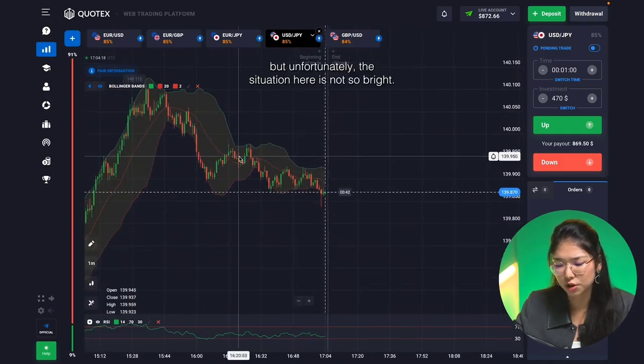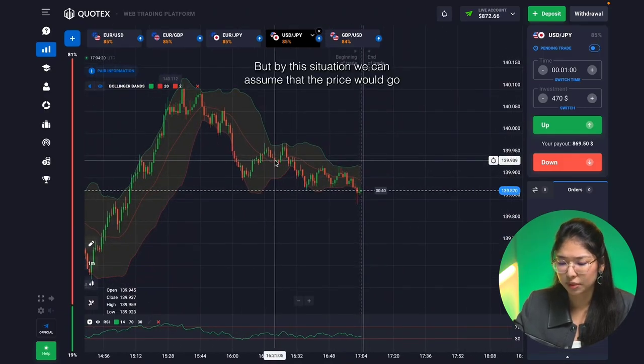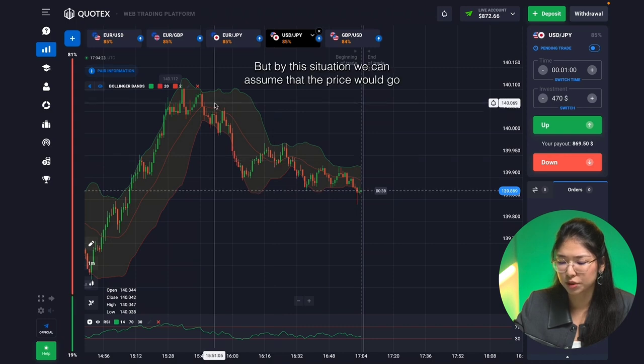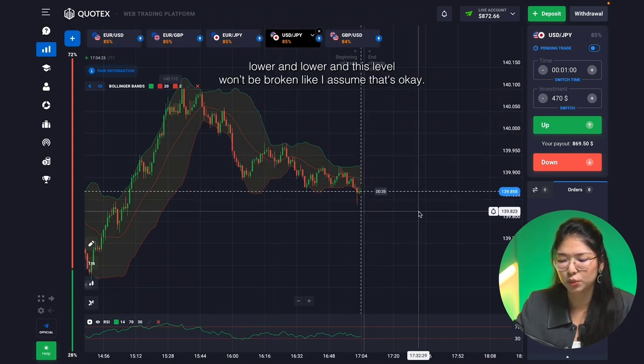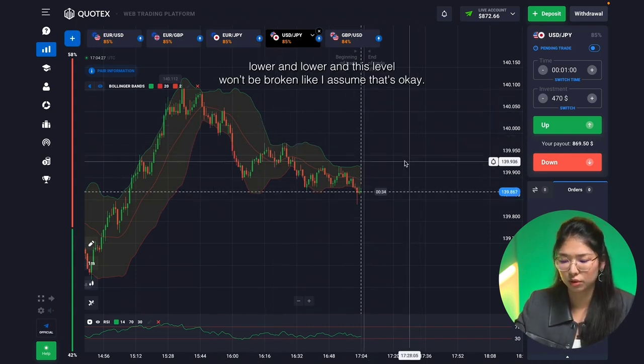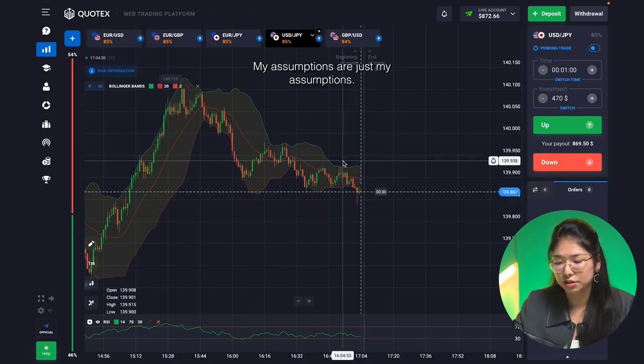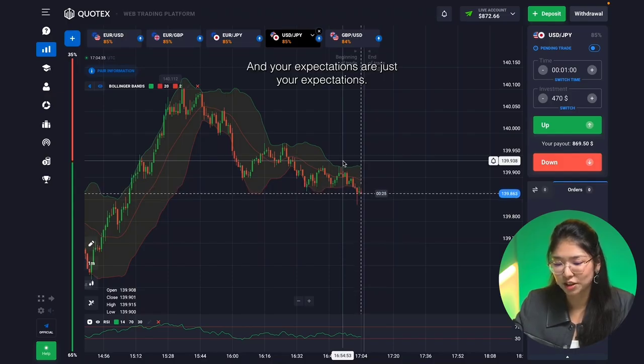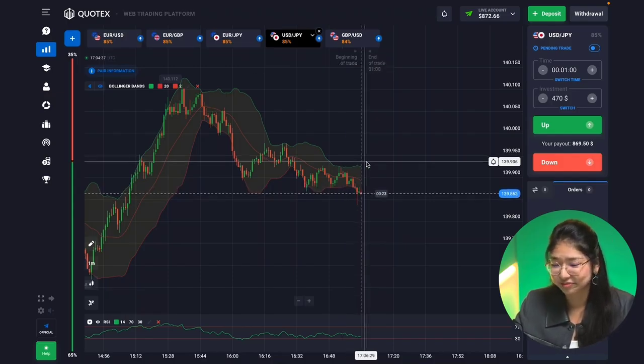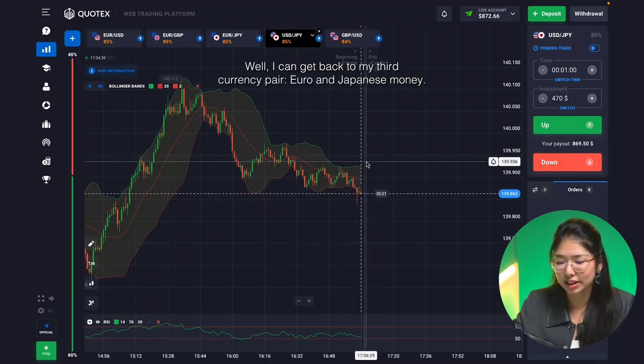But unfortunately, the situation here is not so bright. We can assume that the price would go lower and lower once this level is broken, I assume. But okay, the market is always changing. My assumptions are just my assumptions, and your expectations are just your expectations, guys. Well, I can get back to my favorite currency pair, euro and Japanese yen.